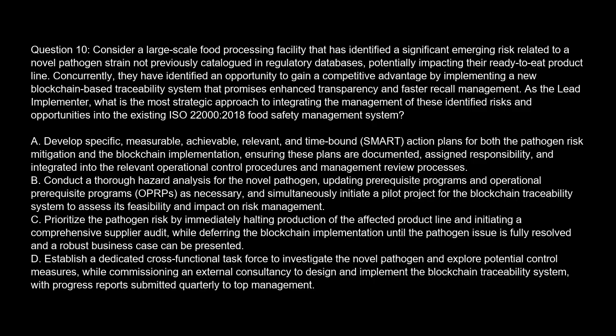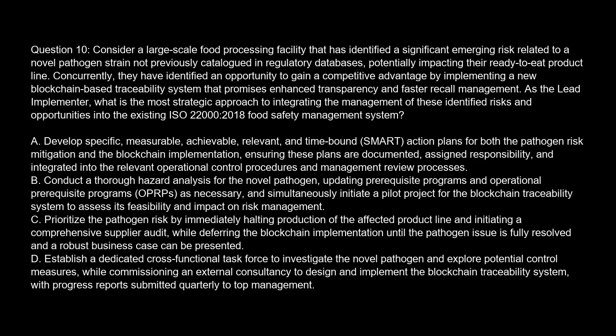Option A. Develop specific, measurable, achievable, relevant, and time-bound, SMART, action plans for both the pathogen risk mitigation and the blockchain implementation, ensuring these plans are documented, assigned responsibility, and integrated into the relevant operational control procedures and management review processes. Option B. Conduct a thorough hazard analysis for the novel pathogen, updating prerequisite programs and operational prerequisite programs, OPRP, as necessary, and simultaneously initiate a pilot project for the blockchain traceability system to assess its feasibility and impact on risk management.